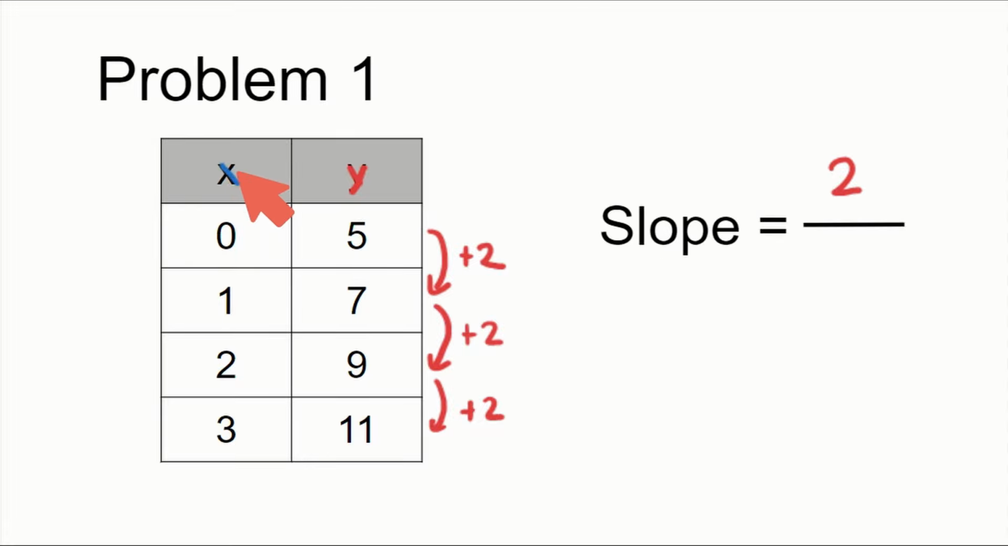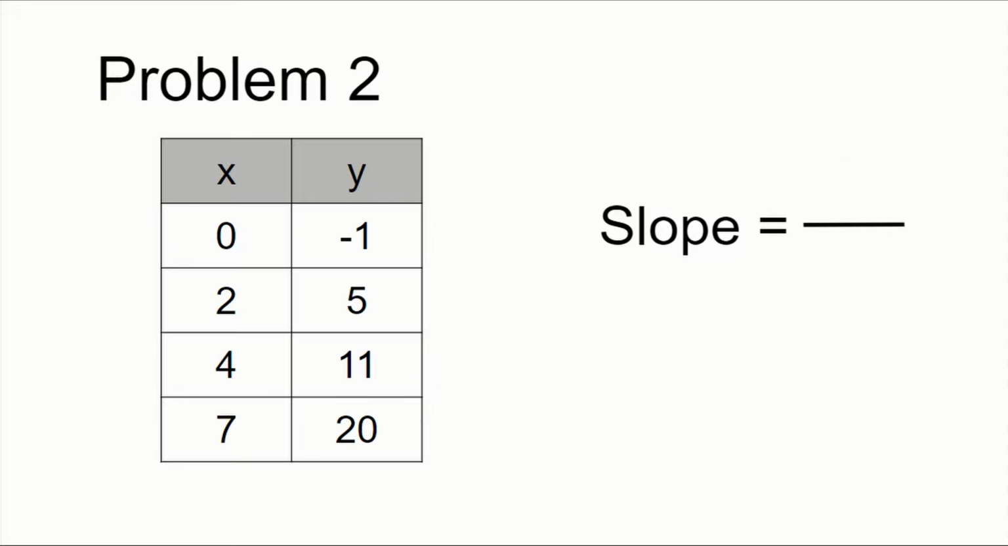Let's take a look at our x values now. How do I go from 0 to 1? That's going to be a change of plus 1. Going from 1 to 2, that's a change of plus 1. And from 2 to 3, that's a change of plus 1. So the denominator of my ratio is going to be 1. So the slope for this table is going to be 2 over 1, or just 2.